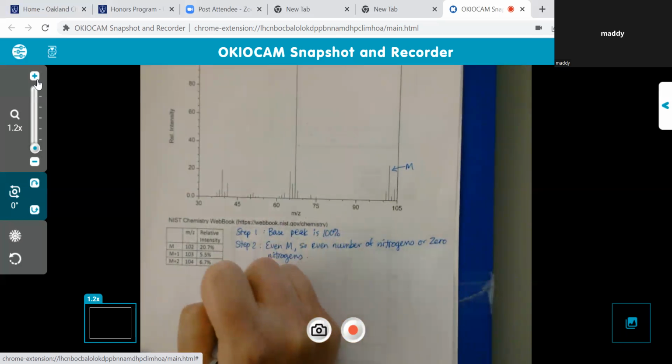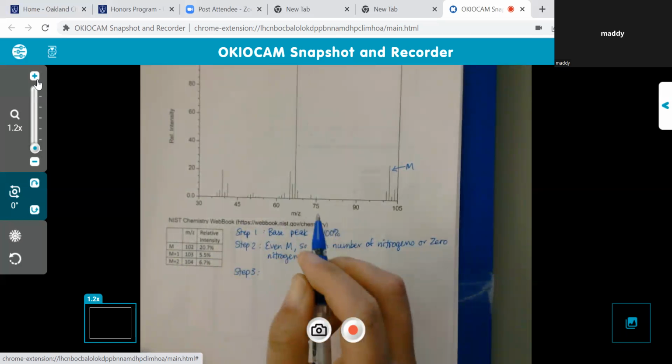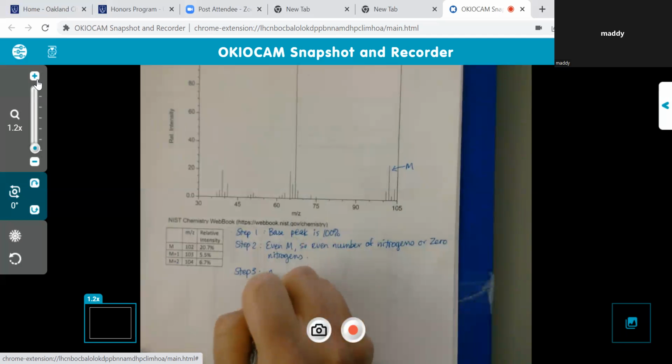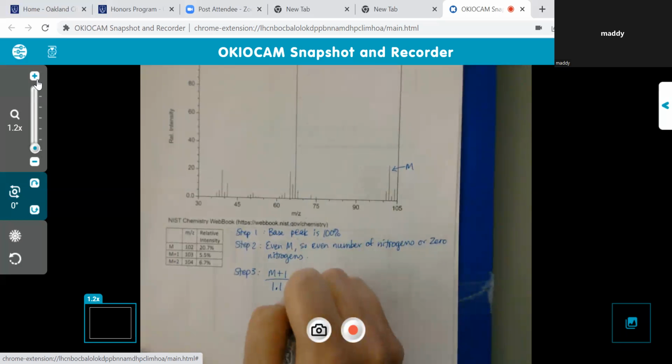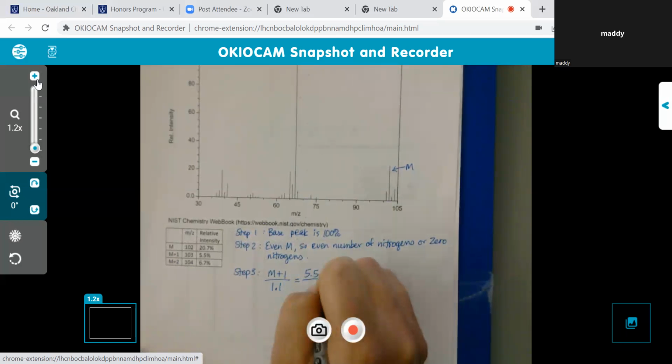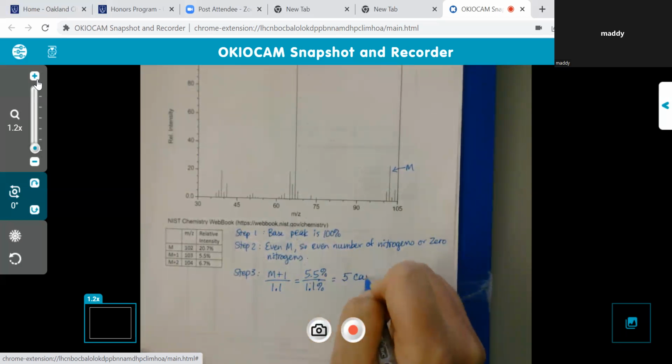Okay. Step 3 is to use the relative intensity of the M+1 peak to determine the number of carbon atoms. So step 3, we have our M+1 intensity divided by the natural abundance of carbon-13, which is 1.1%. So M+1 is 5.5%. The relative abundance of carbon-13 is 1.1%. So that tells us that we have 5 carbon atoms.